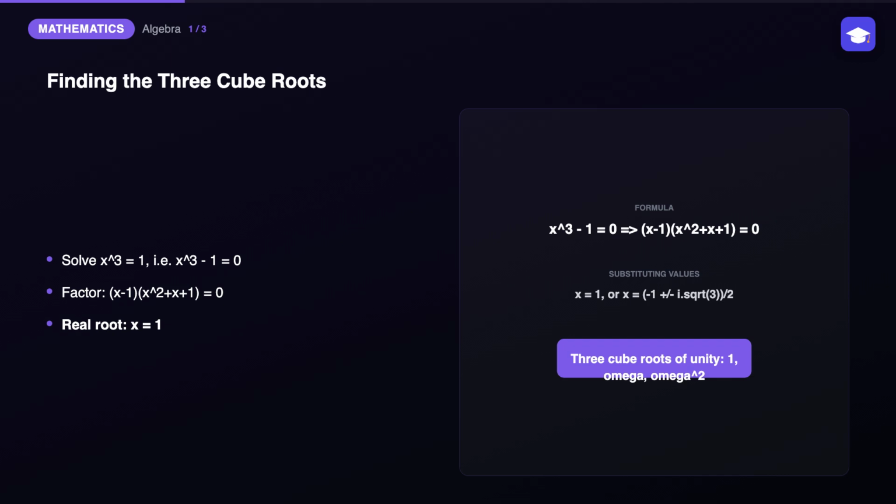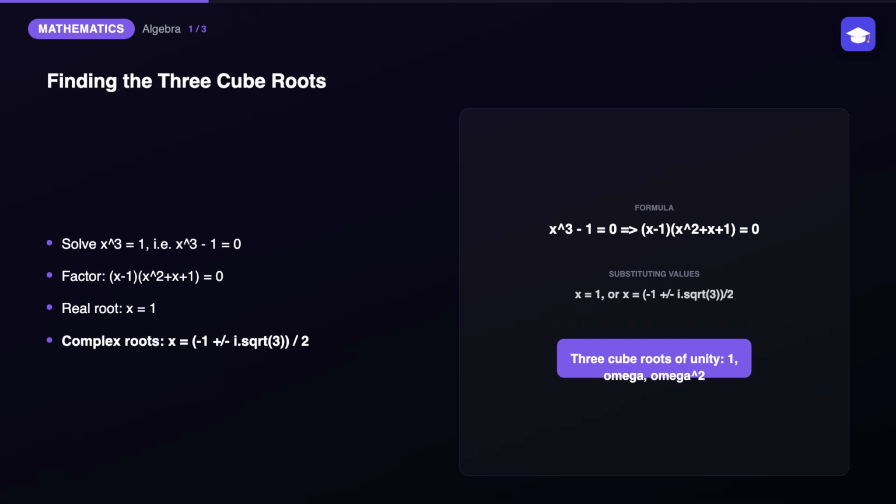using the quadratic formula. Solving that quadratic gives x equals (-1 plus or minus root -3) all divided by 2, which simplifies to (-1 plus or minus i root 3) all divided by 2, giving us the three total cube roots of unity: 1 and these two complex conjugate values.